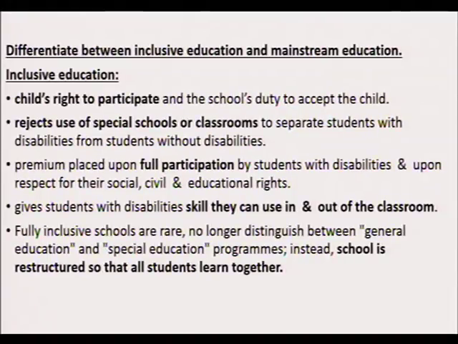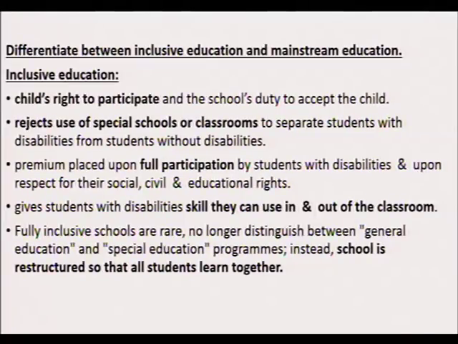Then we have 2 concepts that I would like you to be able to differentiate. In other words, if I ask you to differentiate, I want you to tell me how they are different from one another. So we're focusing on the differences by considering the facts that are presented in the guide. We look at an explanation for inclusive education, and it is built on the child's right to participate and the school's duty to accept the child.